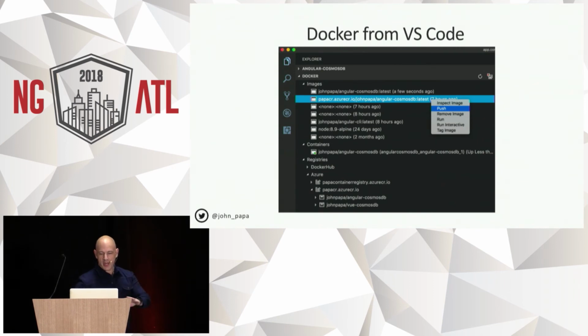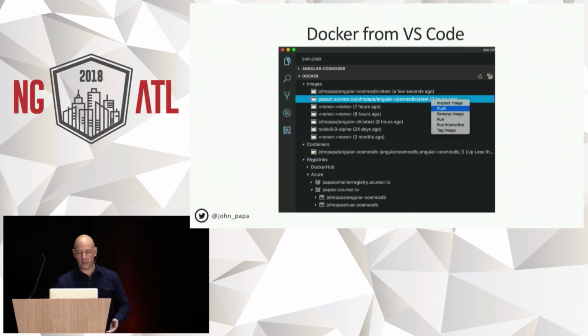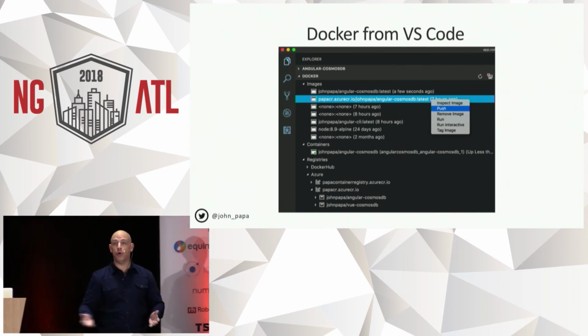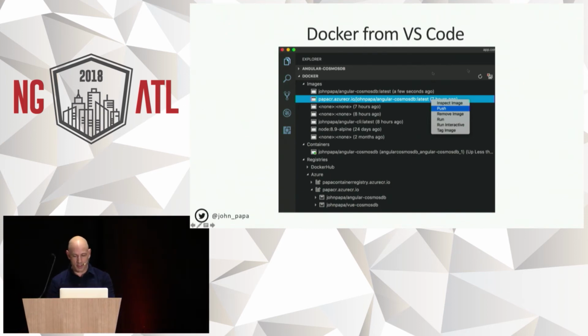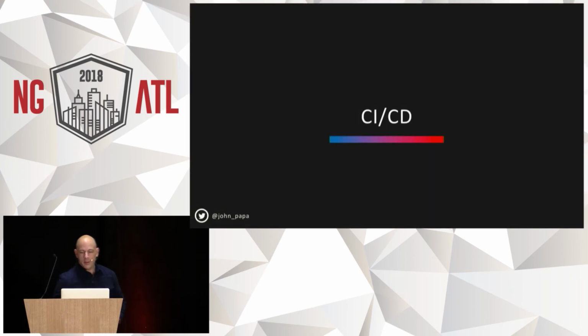And here's just a quick example of how you do those things inside of VS Code, where you can simply right-click it once you tag it, and then you can say tag image, and then you can right-click it again and say push. And within seconds, it should be up inside your cloud running. Now, we can do that right from VS Code.